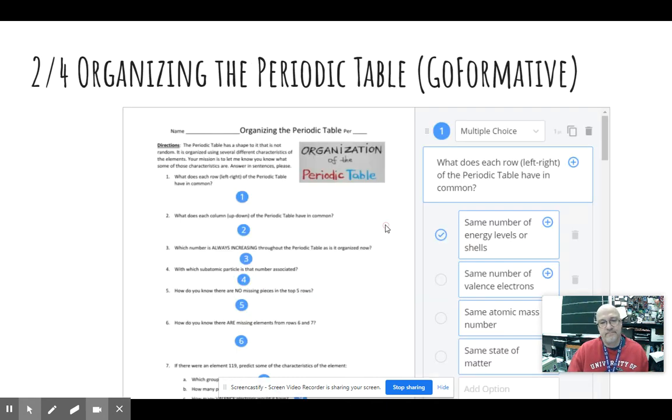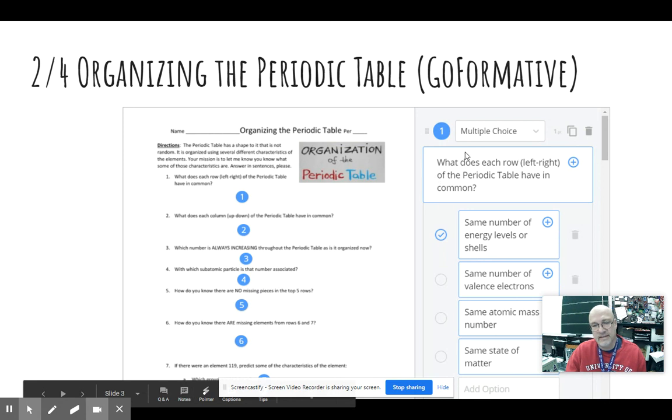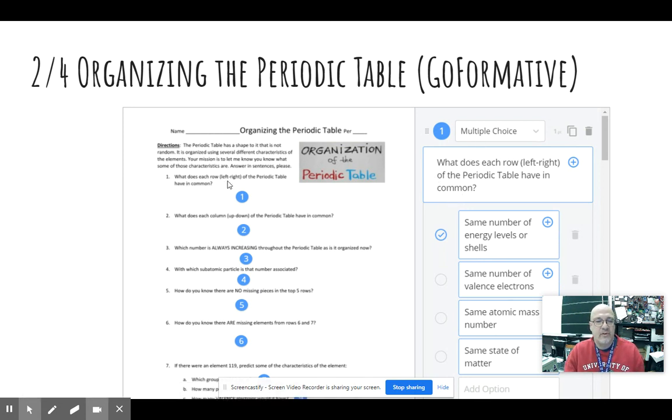So let's get started. The Go formative looks like this. It's a sheet that has answers for you to pick, like multiple choice answers or fill in the blank answers. So what does each row, left to right, have in common on the periodic table? And given the answer right there, they have the same number of energy levels or same number of shells.